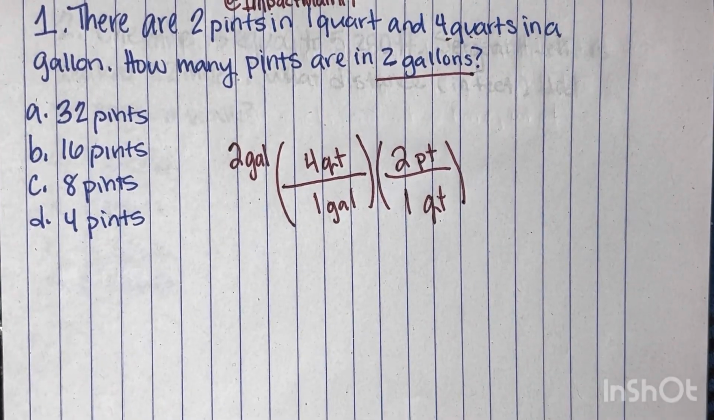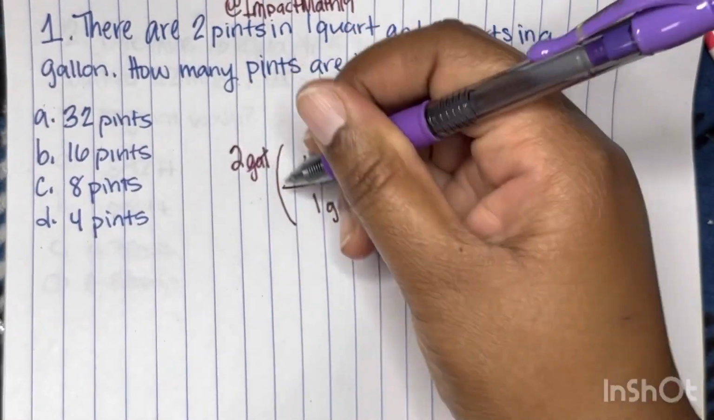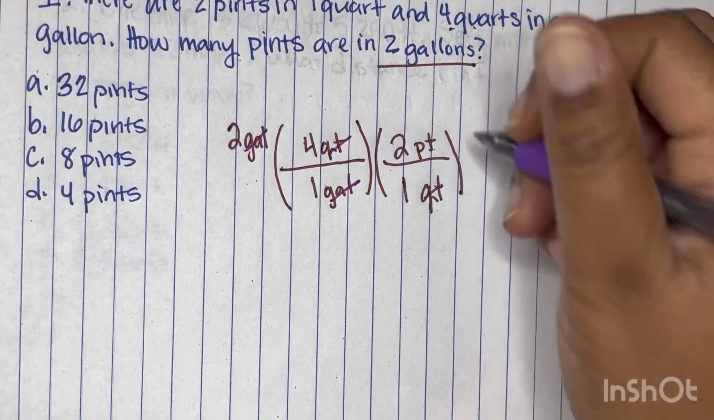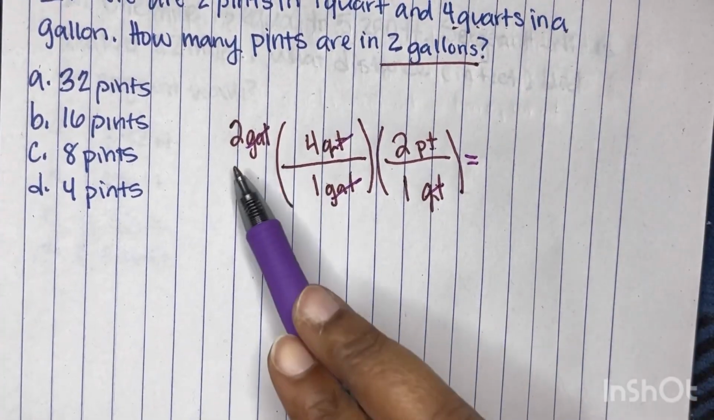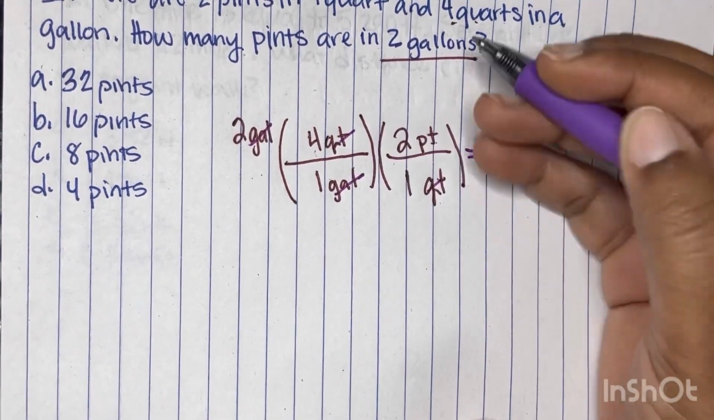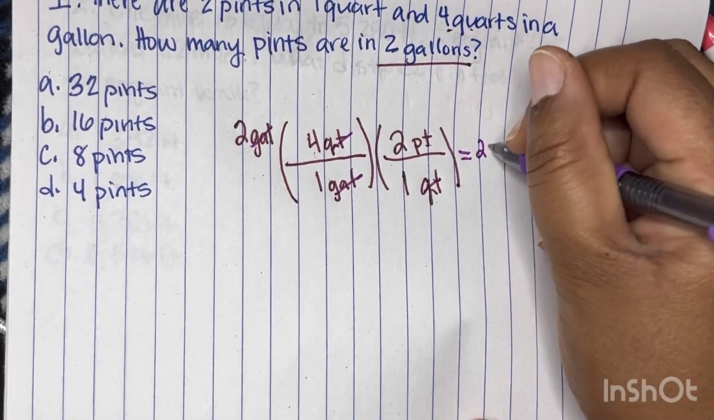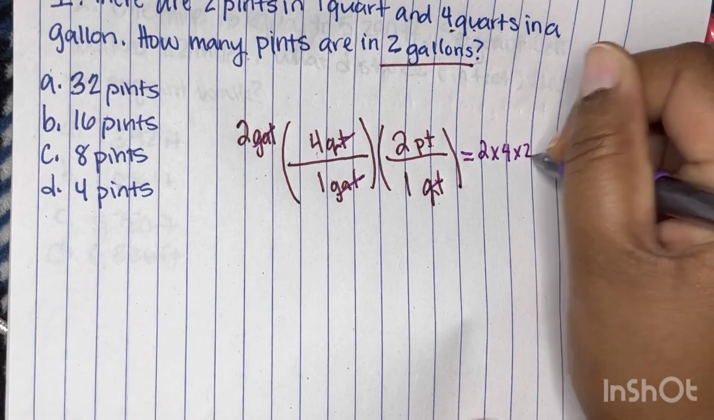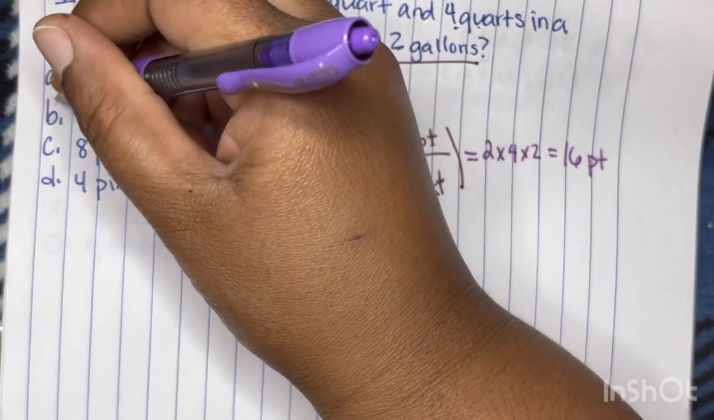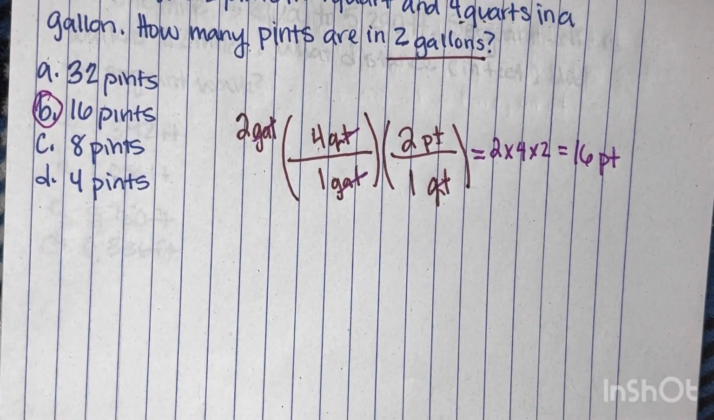Now here is very important because we canceled out gallons with gallons, quarts with quarts, and we're left with pints. So now we can multiply. 2 times 4 is 8. 8 times 2 is 16. So we would do 2 times 4 times 2, which would give us 16 pints. And B is our answer. Alrighty, let's go to the next.